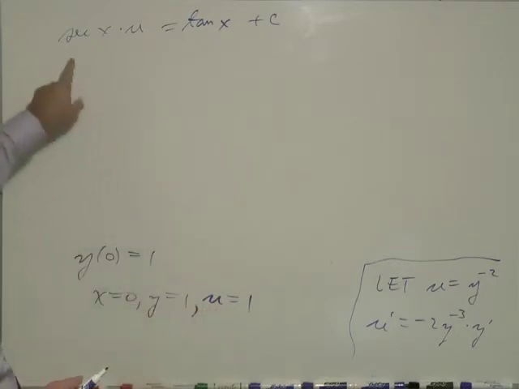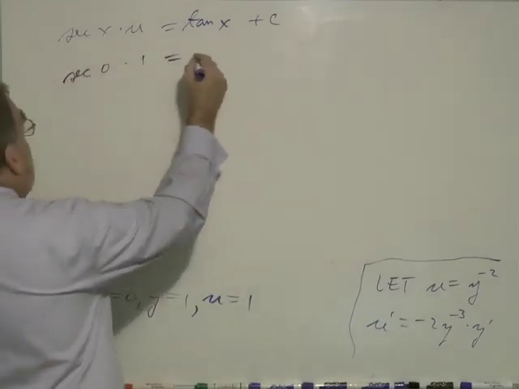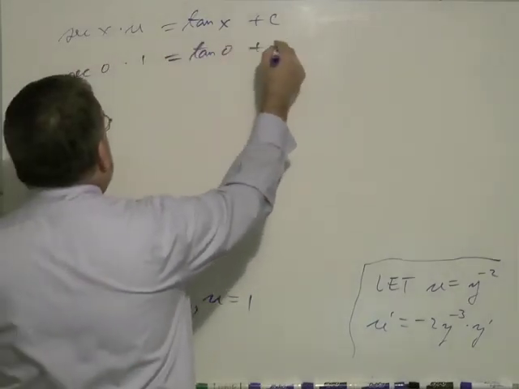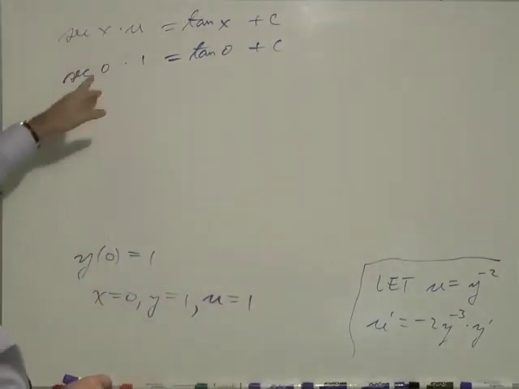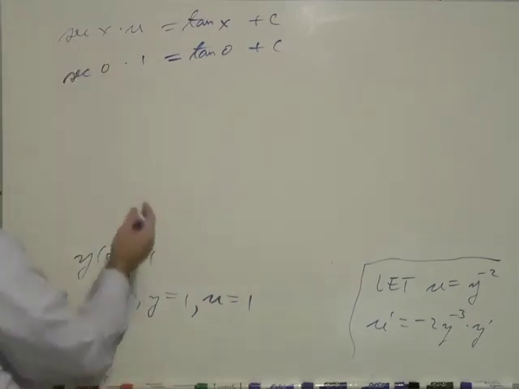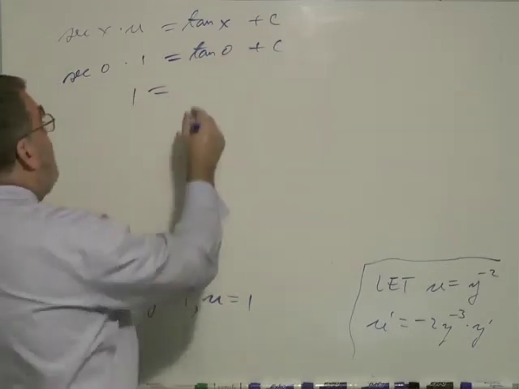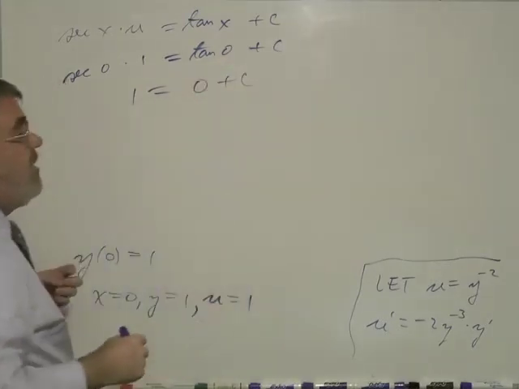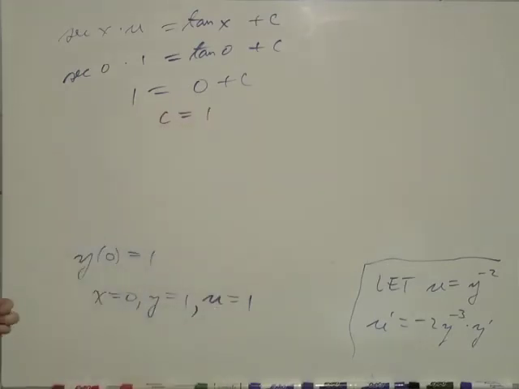So if I plug this in, u equals 1 and x is 0, so I have secant 0 times 1 equals tangent 0 plus a constant. Well, secant is 1 over cosine. Cosine of 0 is 1, so secant of 0 is 1 over 1. 1 times 1 is equal to tangent of 0, which is 0, plus c. So that means my additive constant is 1.